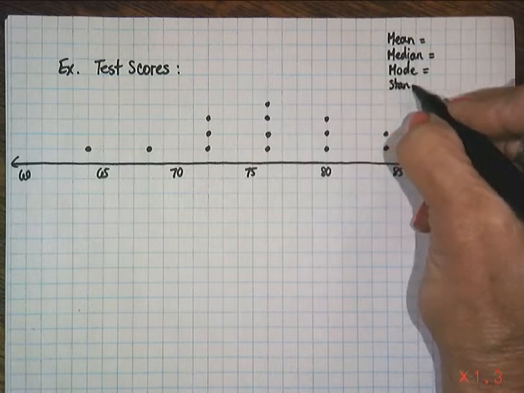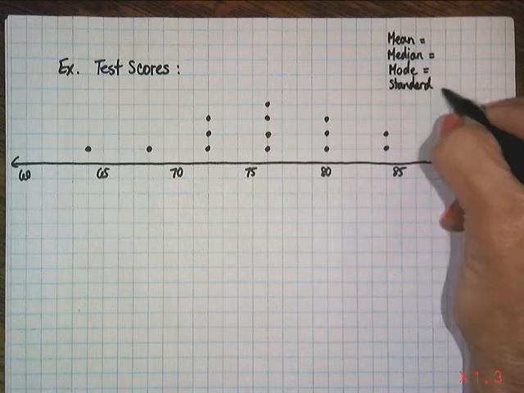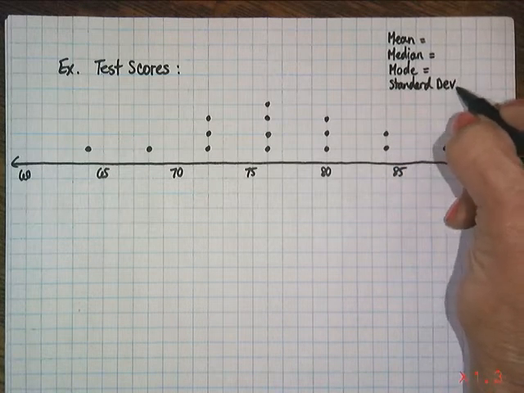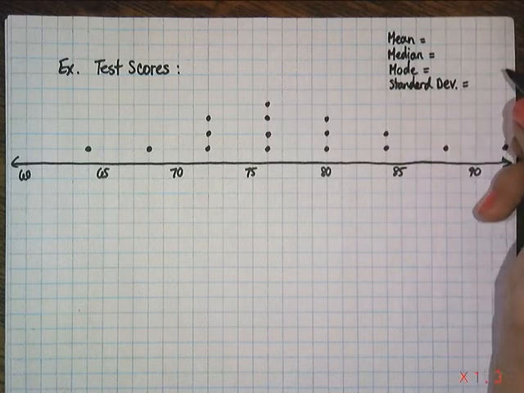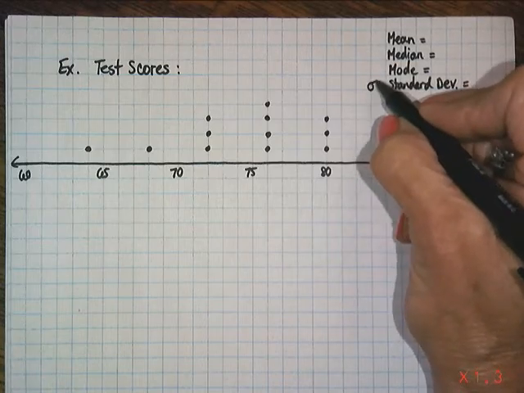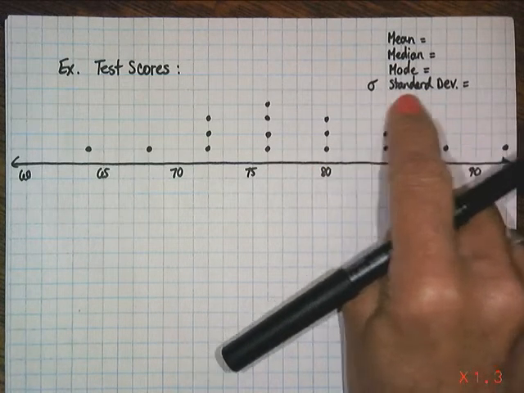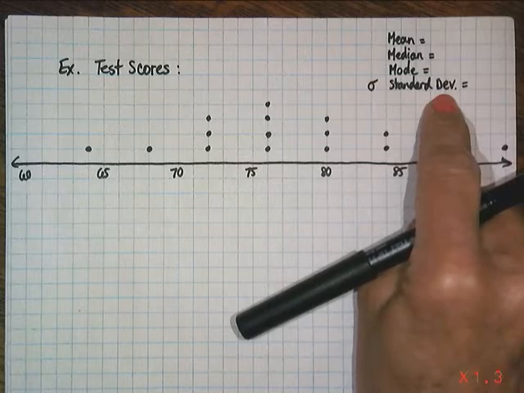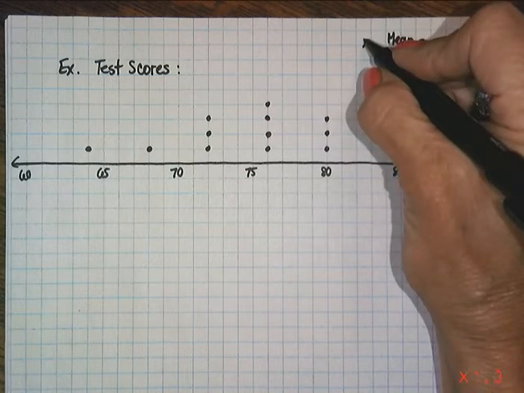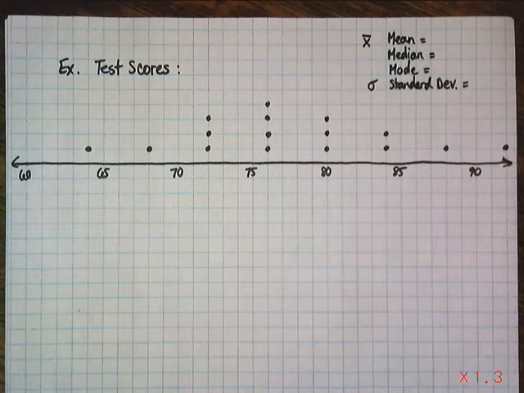Standard deviation. I'm going to abbreviate just to have space. And I don't know if you noticed, but I was using this symbol right here. That's a Greek letter sigma. It's a lowercase sigma, and that's often used to represent standard deviation. The mean in our calculator is going to be an X with a bar over it.